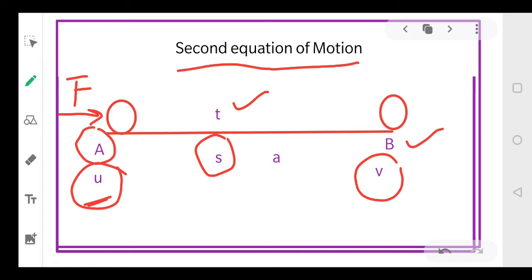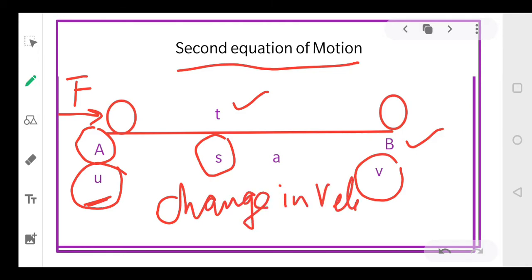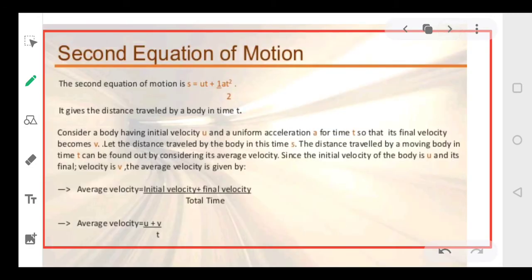So what is the change in velocity, dear students? Change in velocity is V minus U. Clear? So we will have the same concept that we have taken in the first equation. You will draw this diagram, right, everyone? You will draw the diagram and let's come to its derivation. How do we derive it?